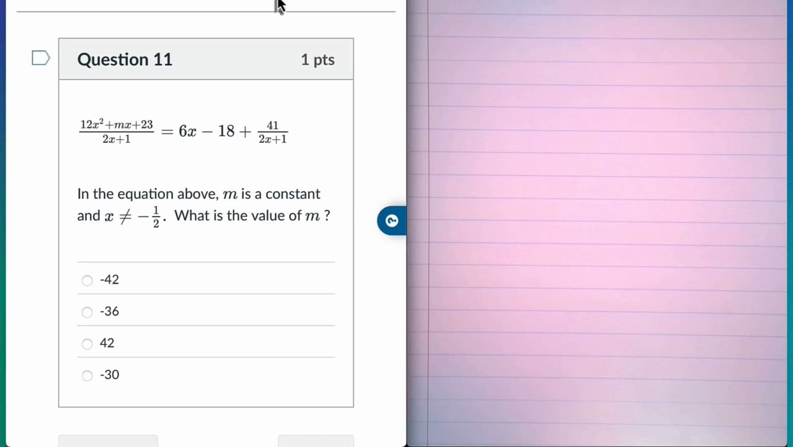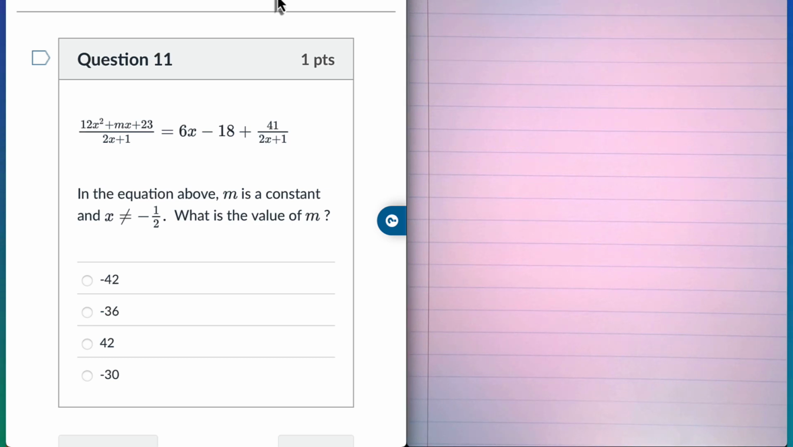All right, so we got a very interesting question here. You might try to do long division. Okay, that can work. Another method you can do is multiply 2x plus 1 on both sides. Yeah, that can work too. Let me first read the question.